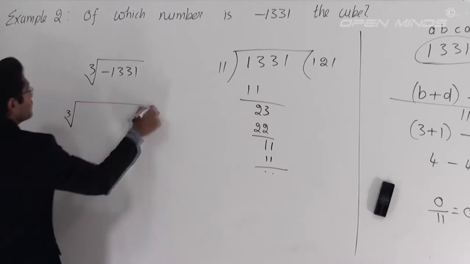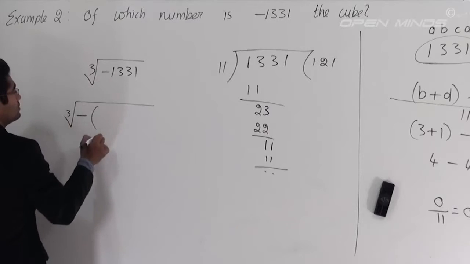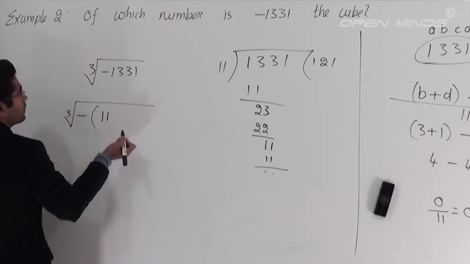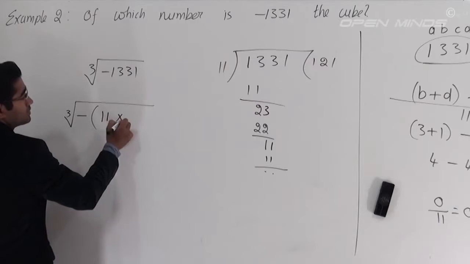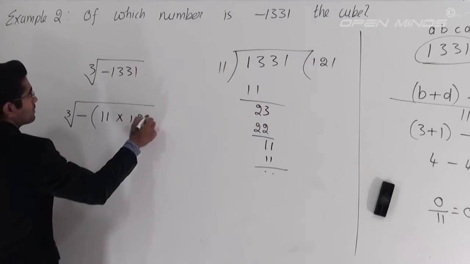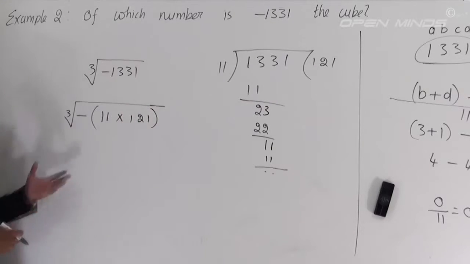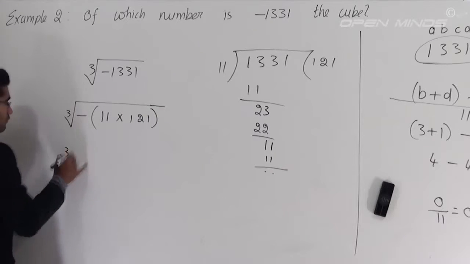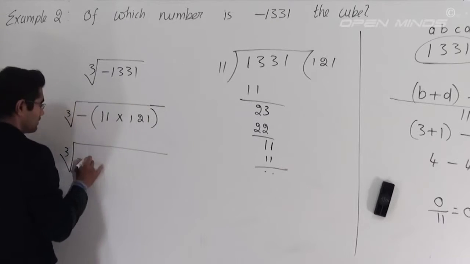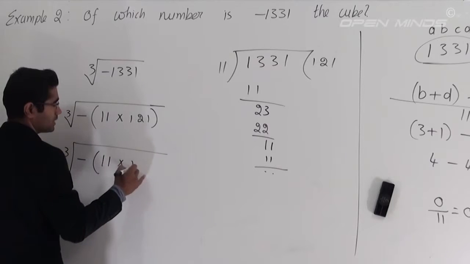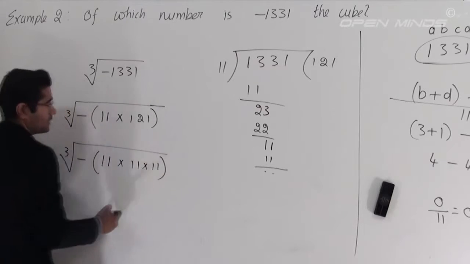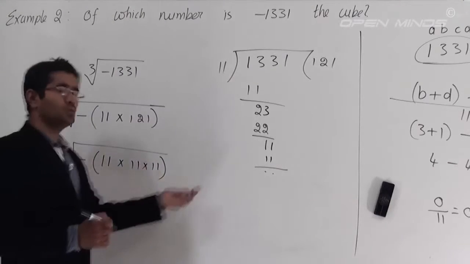So we can write this as the cube root of, keep the negative sign aside, no problem, then this is 11 times 121. Okay, cool. We understand this. Now again, we know that 121 is nothing but 11 squared. So I can write 11 times 11 times 11. Now see, but I have to take the cube root.